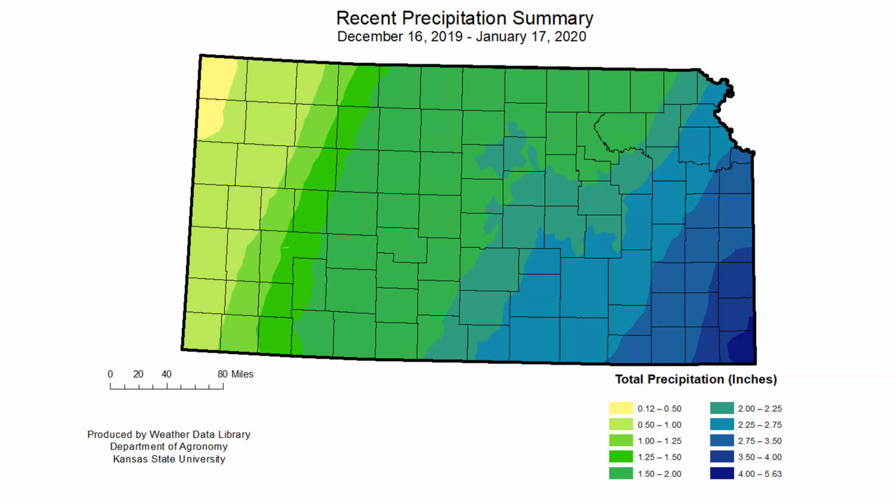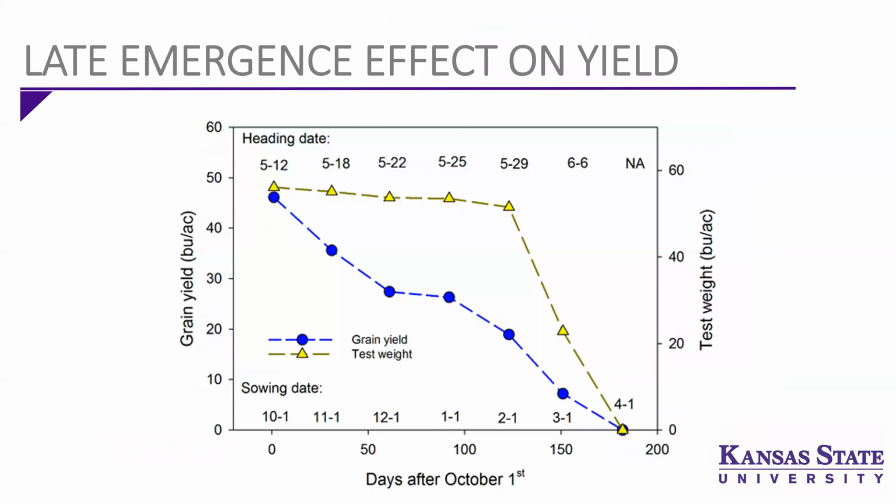Now the question is, for that late emergent crop, what's the potential? How much can I expect compared to a normal year? Are we going to lose any yield in that late emergent crop? This is a summary of 5 years of research that was done in Garden City. What we're looking at here is a research experiment that was planted on the first of each month. The first date will be October 1st, then November 1st, December 1st, and so on. Each one of those points is a month delay in planting date.